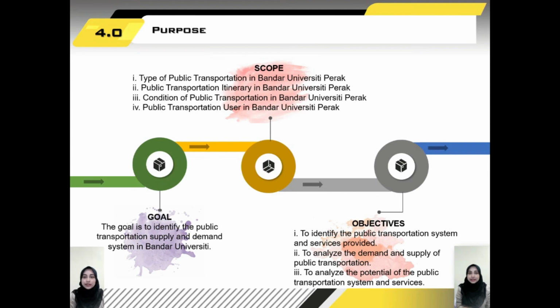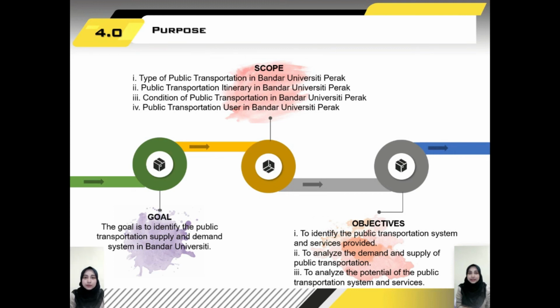So I'm here in my function as the group leader for public transportation supply and demand. Let me introduce myself. My name is Atira Ilyana binti Abdul Hadi. So my group members are Nur Rashikin, Nur Dalina, Maizatu Farnadia, Nur Sharis and Nur Shamizan.